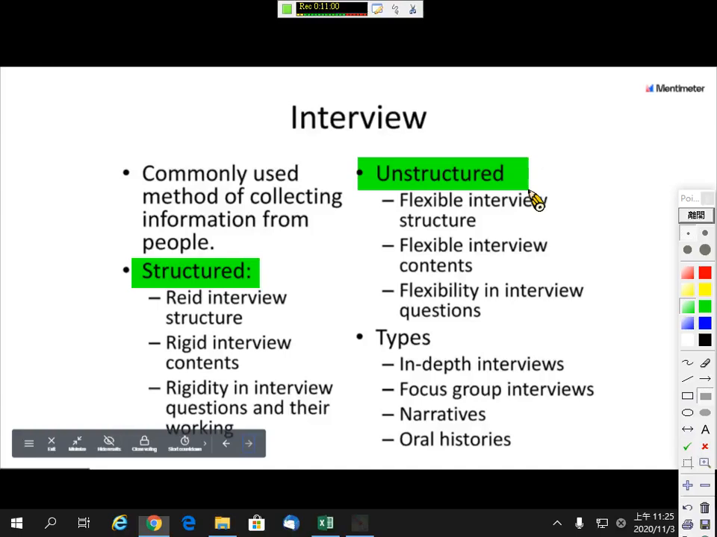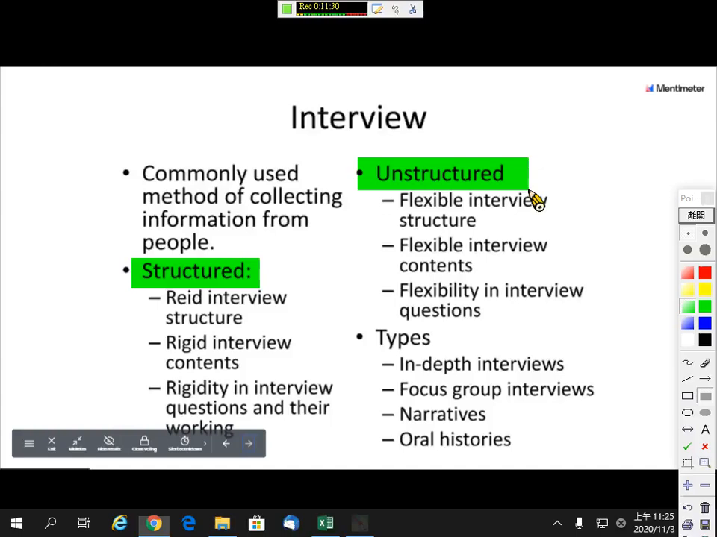And there's also another kind, unstructured. What kind of unstructured interview can we think of? For example, narrative analysis is one. Narrative analysis is about how to explore the life story of a group of specific persons. For example, you might have the chance to encounter a group of widows.